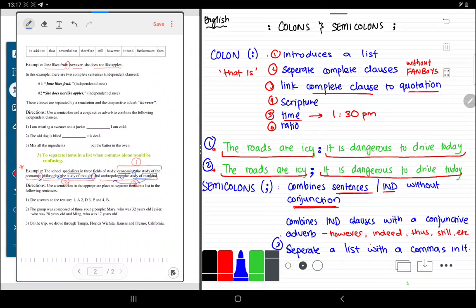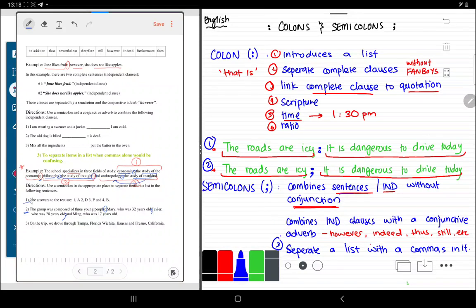So let's start with the 2nd sentence. You have a group: the group was composed of 3 young people. So here we're going to state a list, right? So you start with your colon first. Mary, comma, who was 23 years old. Then here is where you would place your semicolon. Javier, who was 28 years old. And then, if you want, you have your semicolon here. Then you have An Ming, who was 17 years old.